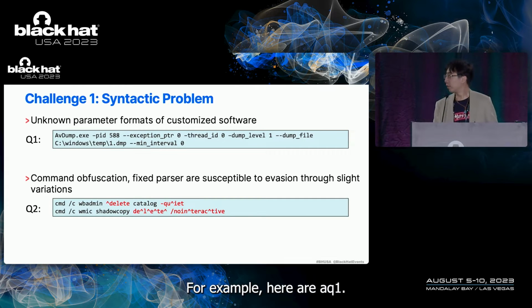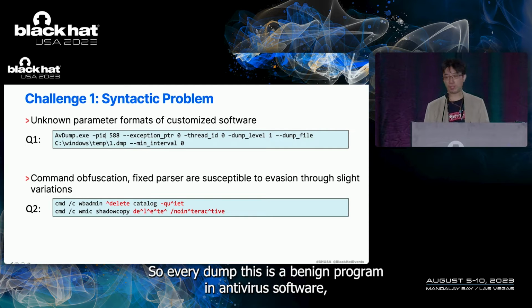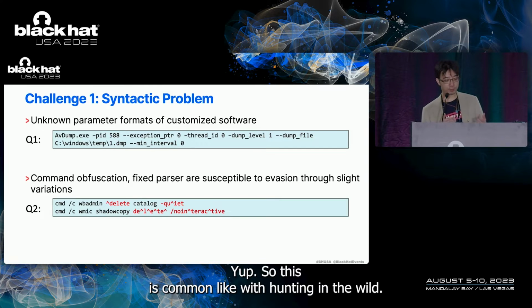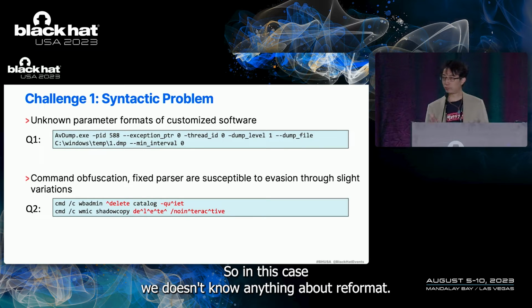For example, here the Q1. It's an AV dump. This is a benign program in the antivirus software, but the threat actor can abuse it to dump the process memory. This is a command that we are hunting in the wild. So in this case, we don't know anything about the format.